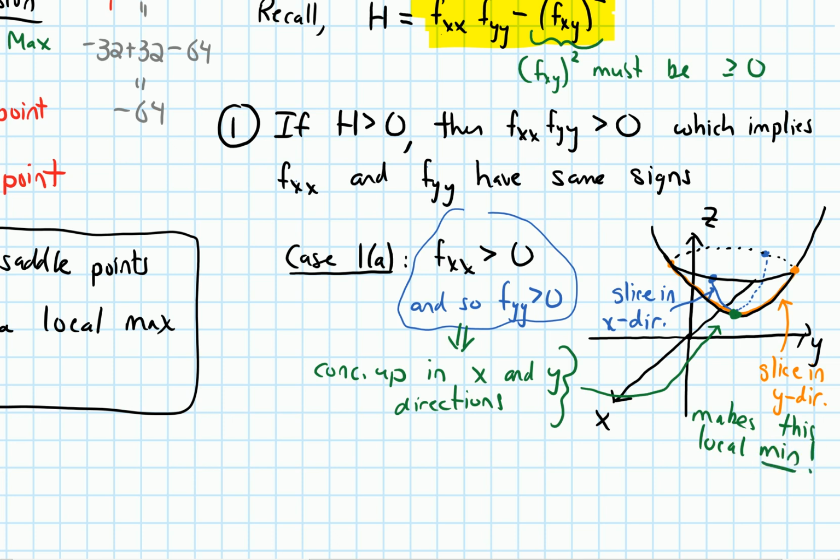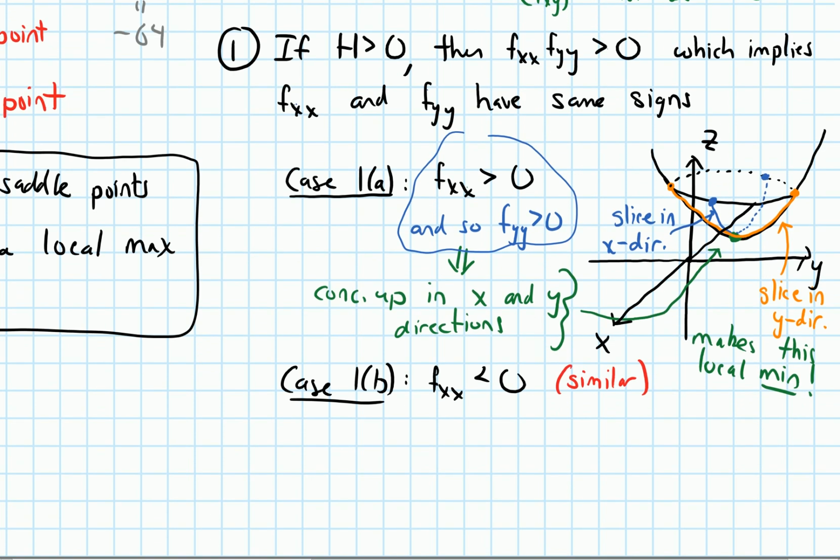And that's what the second derivative test says. In this case, when the Hessian is positive and fxx is positive, there is a local min. We've actually given a conceptual reason for why that's the case. It could also happen that fxx was less than 0. And if it was less than 0, then fyy would have to have the same sign in this situation 1. I'm not going to work this one out; it's quite similar to case 1a.